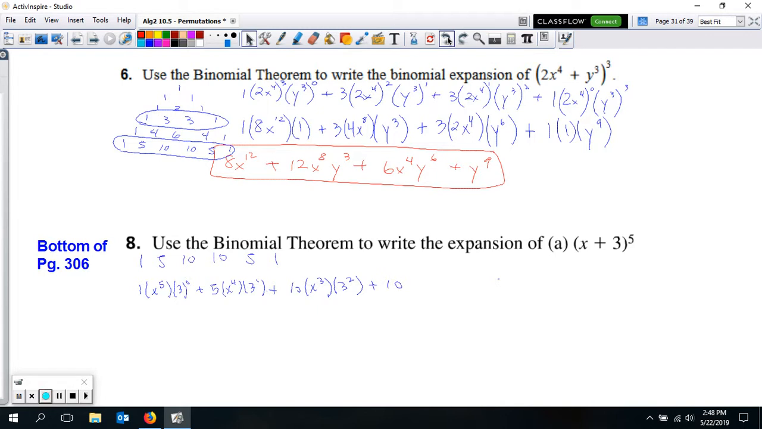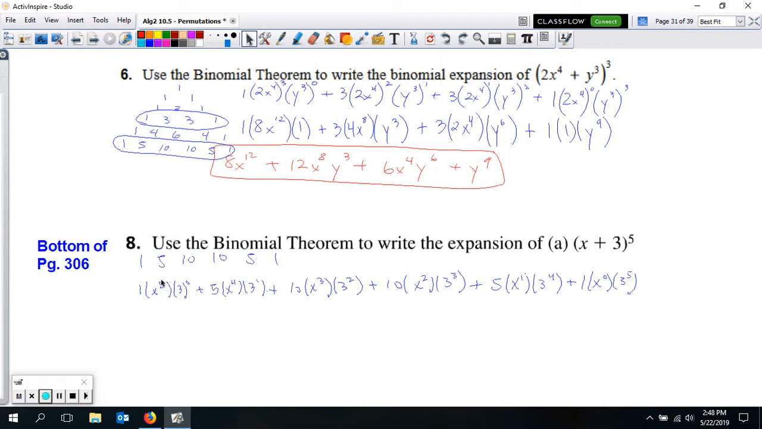Then the next Pascal number is also another 10. x to the 2nd power, it's going down by 1s. And then the 3 goes up by 1, so it's 3 to the 3rd. And then plus the next Pascal number is plus 5. And x is now to the 1st power, and 3 is now to the 4th power. And your last Pascal number, which is 1, x is now to the 0 power, and the 3 is now to the 5th power. So that's everything laid out. Now we just need to clean up each one and multiply this together.